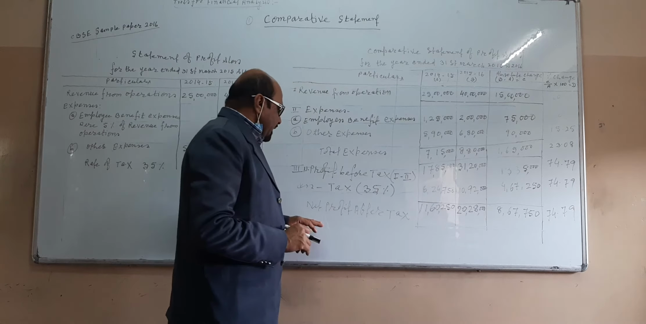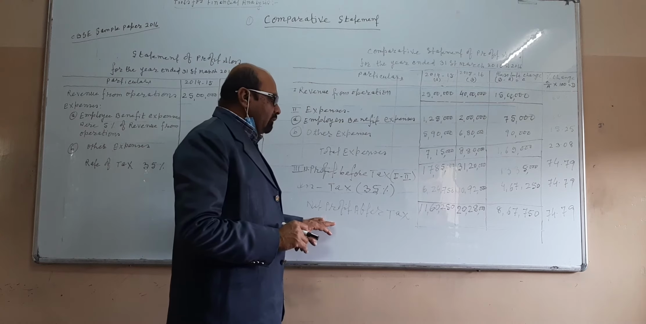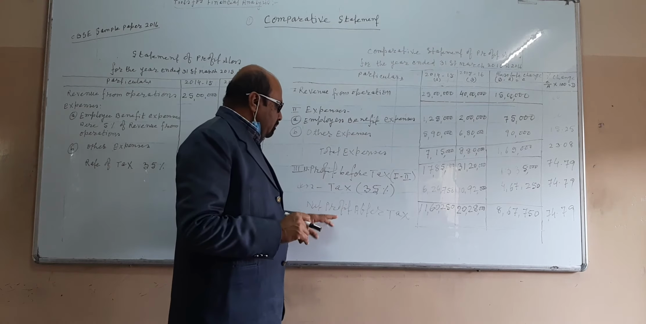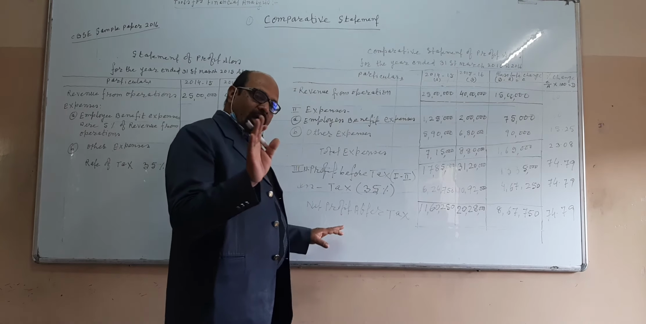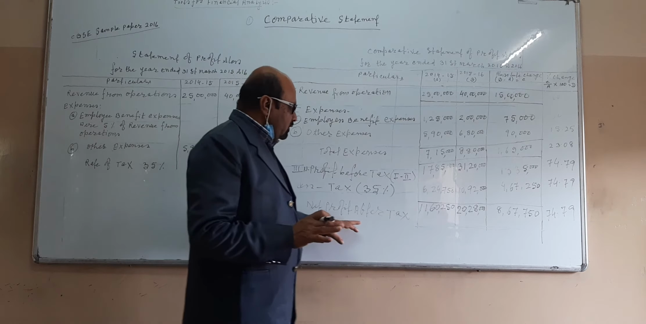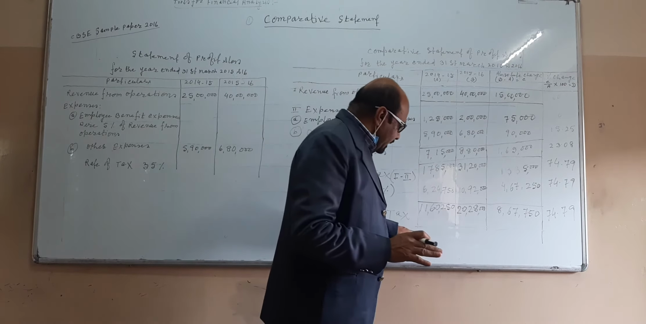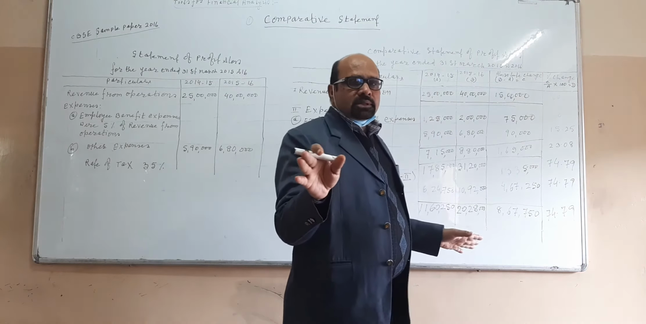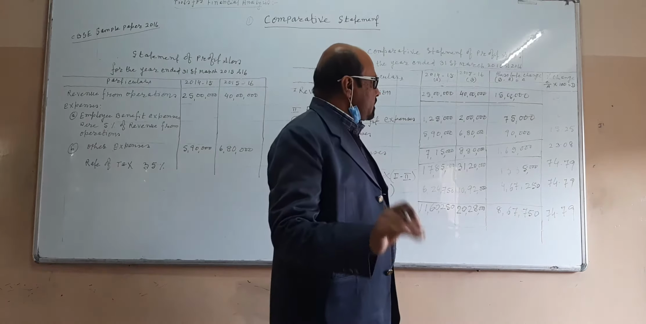And then we get what? Net profit after tax. We can say so in short NPAT. But you write it in full form in the examination, net profit after tax. And at the end you put a double line. Double line means, you know very well, it's a close.